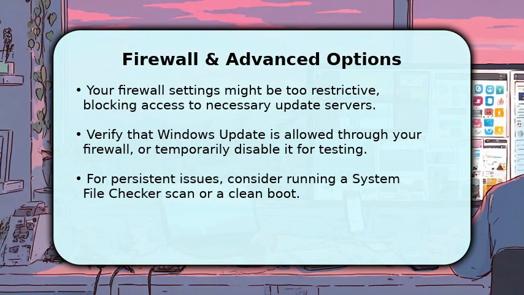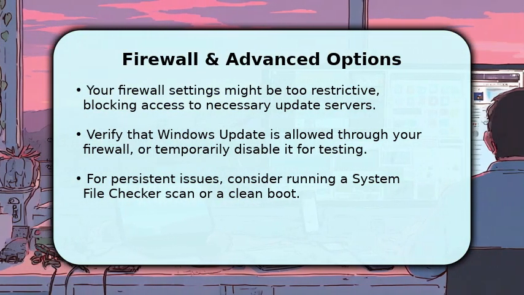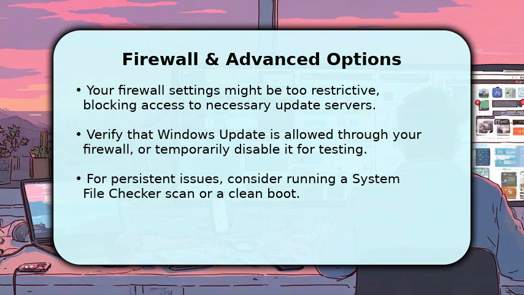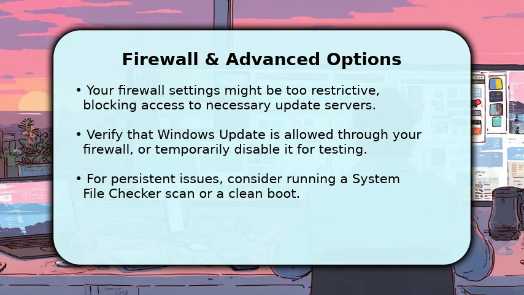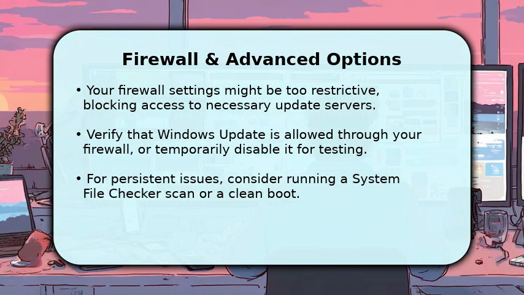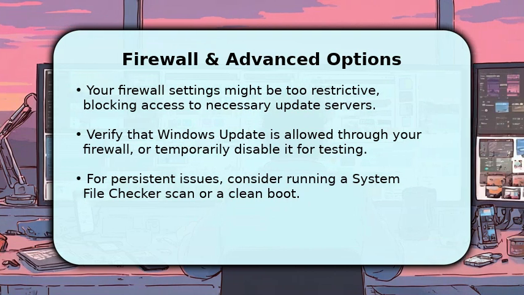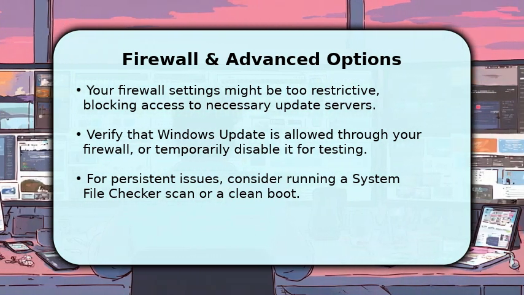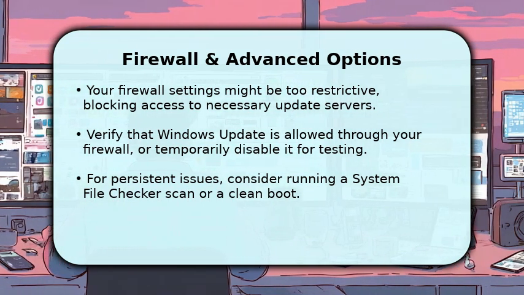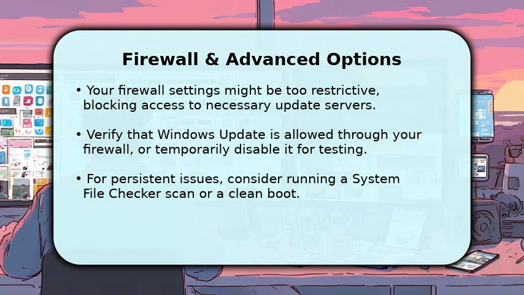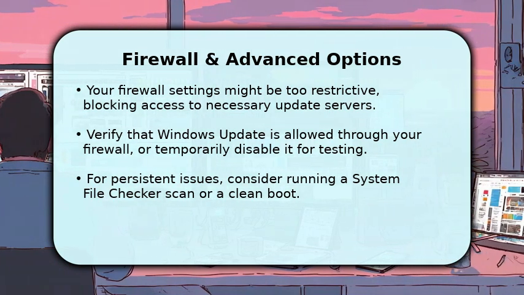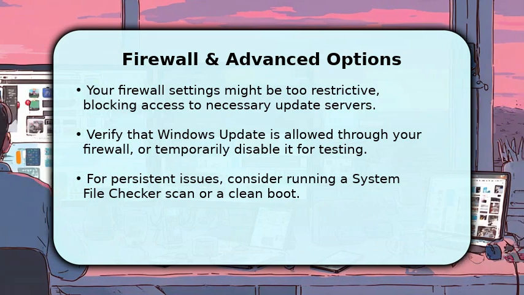Finally, thoroughly check your firewall settings, both Windows Defender Firewall and any third-party solutions you may use. Ensure that Windows Update, along with its associated services, is explicitly permitted to access the Internet. If the error persists, you might consider running a System File Checker scan, known as SFC /scannow, to repair corrupted system files. A clean boot environment can also help identify software conflicts.